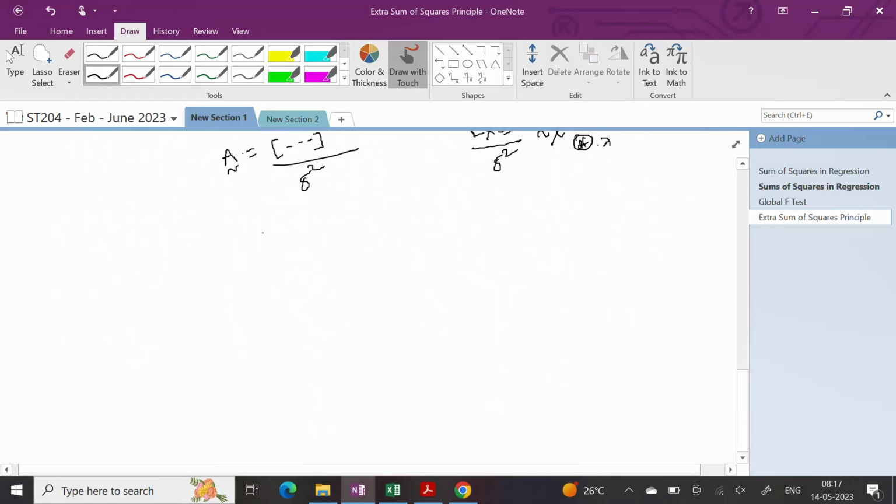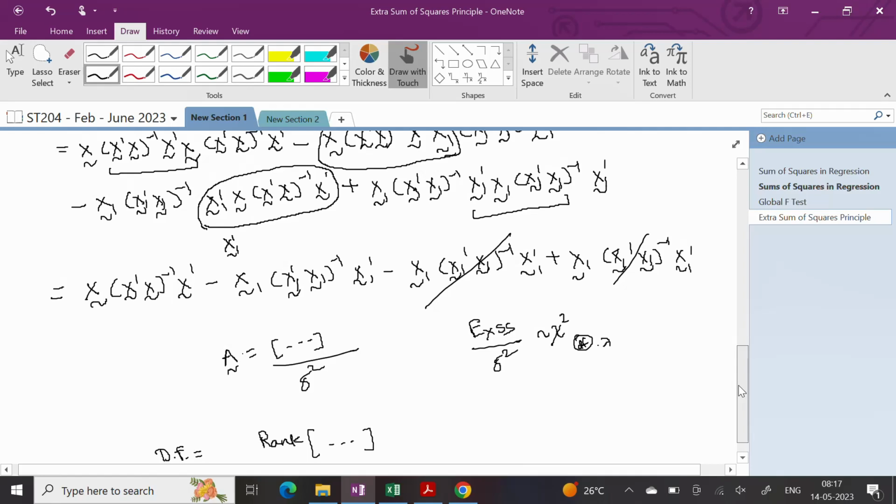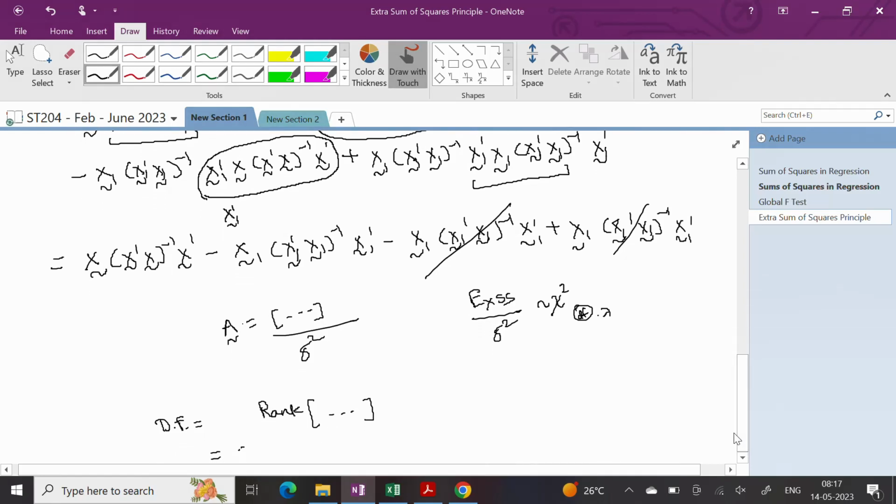The degrees of freedom are the same as the rank of this matrix. So for getting degrees of freedom, I'll need to consider the rank of the matrix in the bracket. Because this is an idempotent matrix, rank will be the same as the trace. So let me write the trace of X prime X whole inverse X prime minus X1 prime X1 whole inverse X1 prime.